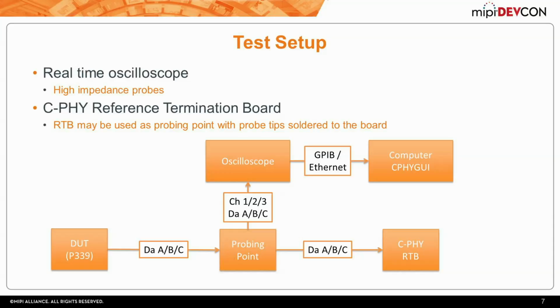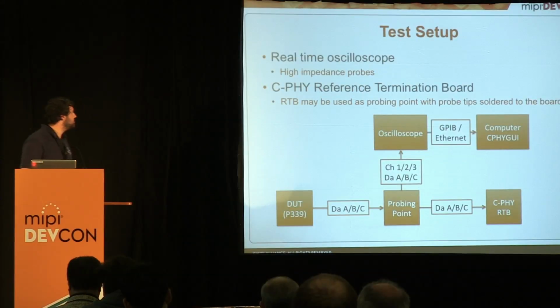or traffic generator. And so the data lines A, B, and C go to a probing point, which could actually be soldered onto a termination board that you're using, and that would make it as close to the termination as possible. That's desirable to minimize reflections that you might have along the SMA cables. And so you have high impedance probes and a real-time oscilloscope, and that's where you have your captures. And you either save binary waveform files or CSVs, or just run it over GPIB or Ethernet.